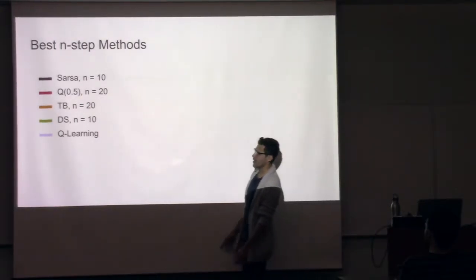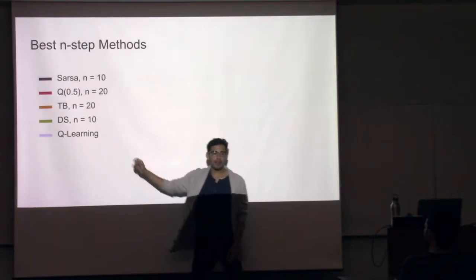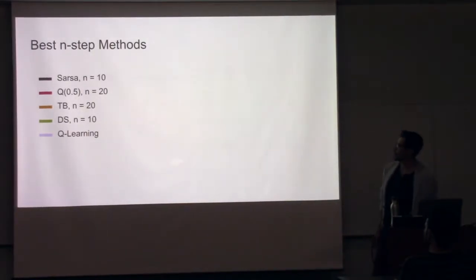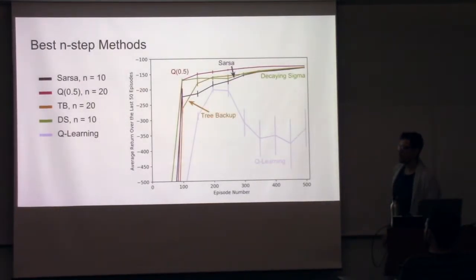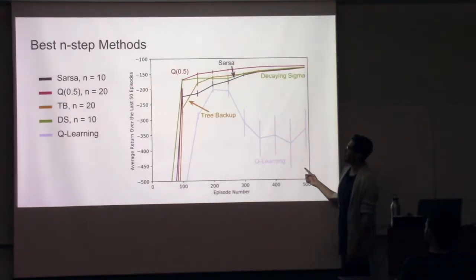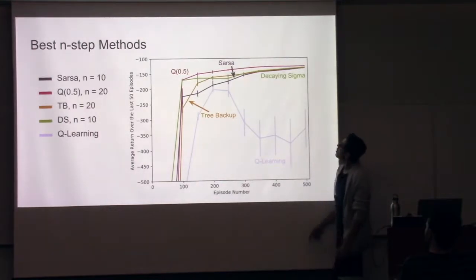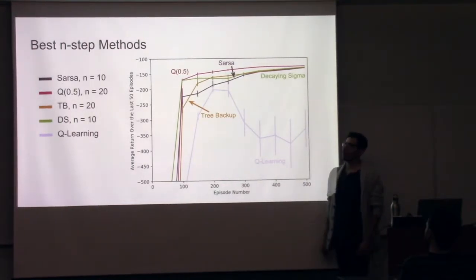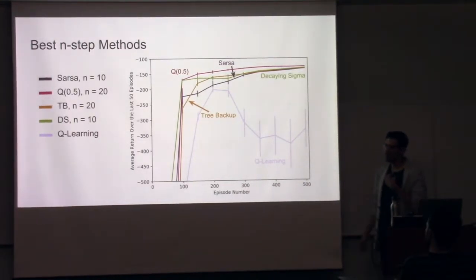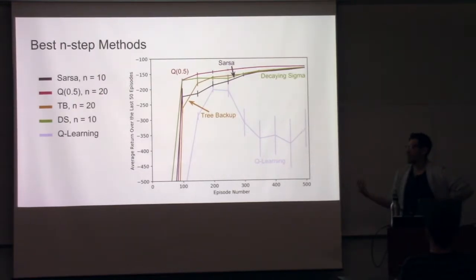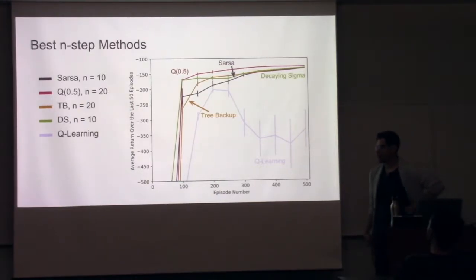The best n for this Decaying Sigma was n equals 10. And this is how the plot looks like now. So it seems that changing the rate does help the performance of Decaying Sigma a little bit. But in the end, it didn't manage to outperform Q sigma 0.5. However, it's interesting to see that if we decay sigma, we actually find the same thing as in the linear function approximation case, which is we can improve the performance of the algorithm.